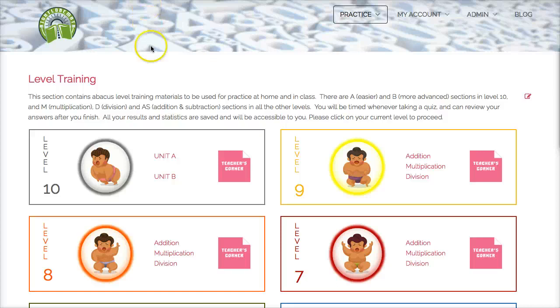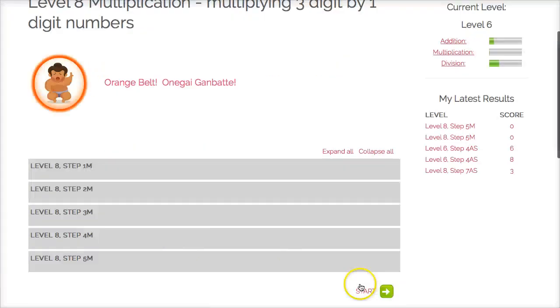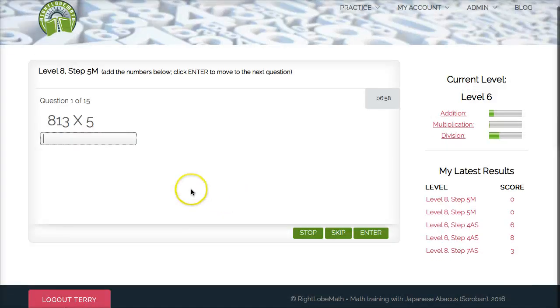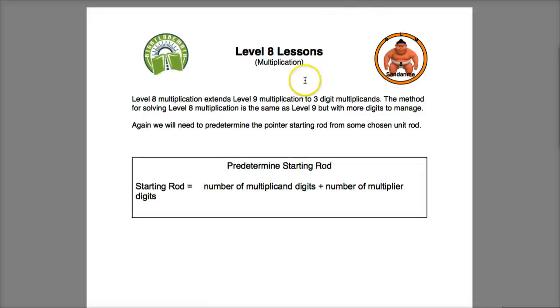Okay, welcome to the Level 8 multiplication video. In Level 8, we're going to take a look at problems where we have 3 digits in our multiplicand times 1 multiplier digit. As always, you can download the attached PDF to follow along.